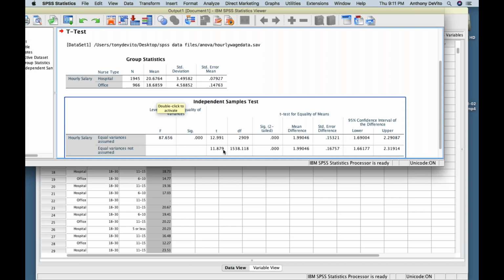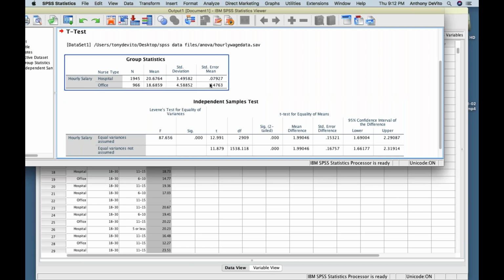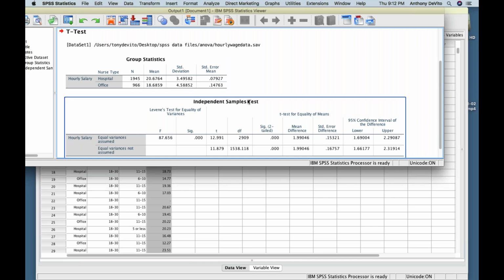So if I use the bottom version of the t-test, t is equal to 11.879. That's a very large t-value. That's the number of standard errors apart that the two means are. Right? You can see the standard errors are very small there because of such a large sample size. Right? So let's see what we have.